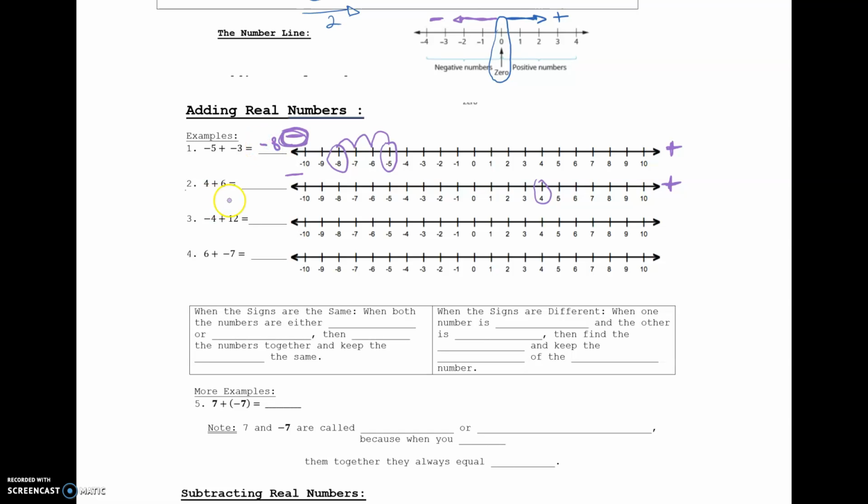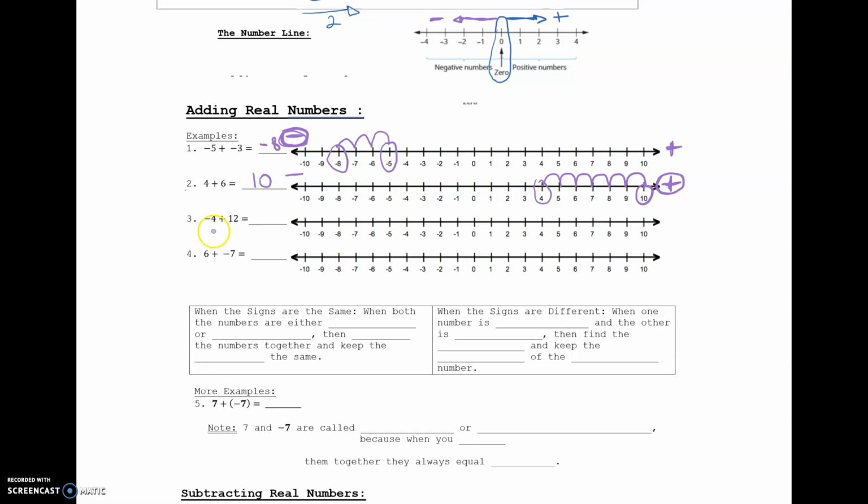Now, for example 2, I'm starting at positive 4, and then I'm adding a 6. And since the 6 is positive, I'm going to go in the positive direction. So I'm going to do 1, 2, 3, 4, 5, 6. And I end up at positive 10. And so that would be my answer for this example.